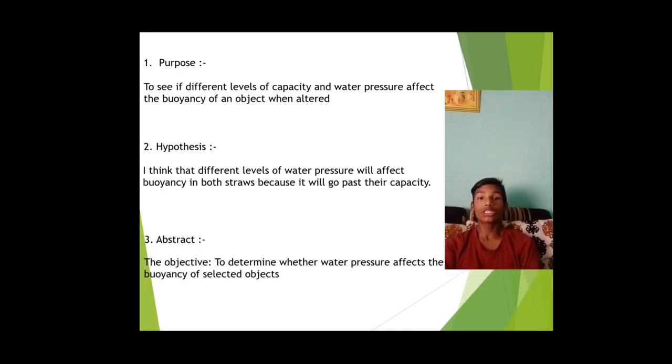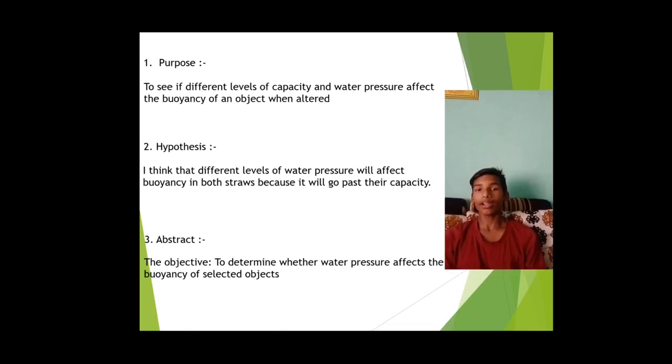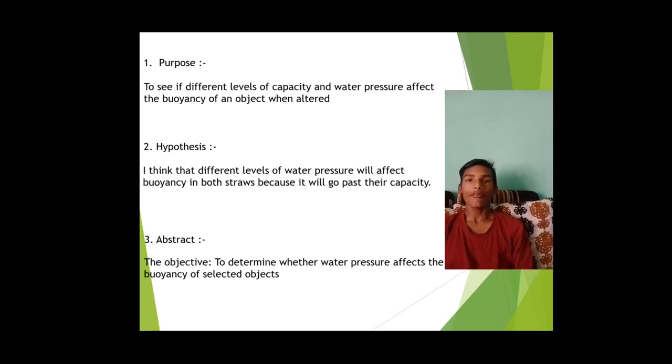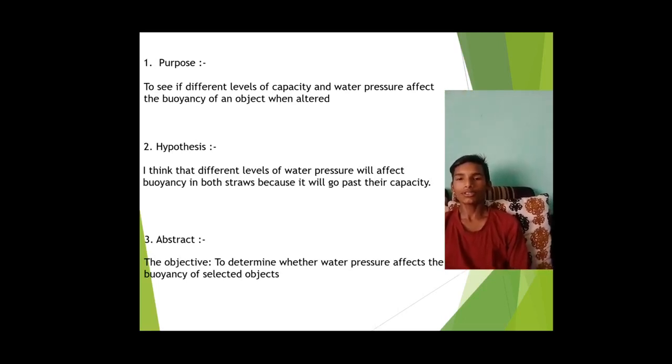First, purpose: to see if different levels of capacity and water pressure affect the buoyancy of an object when altered. Second, the hypothesis: I think the different levels of water pressure will affect buoyancy in the water straw because it will go past its capacity. Third, abstract. The objective is to determine whether water pressure affects the buoyancy of the selected object.